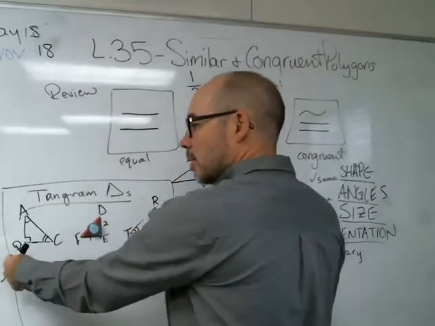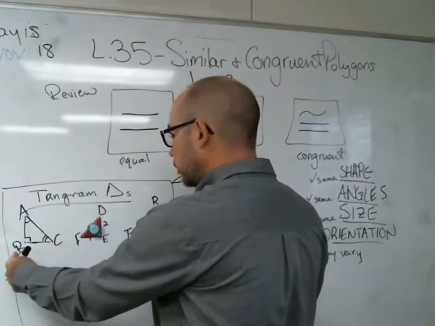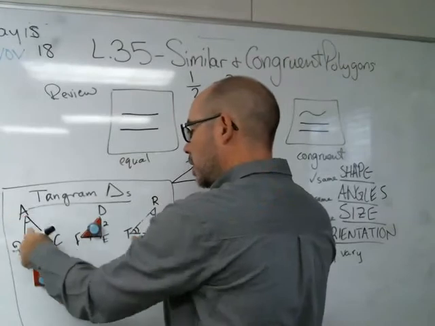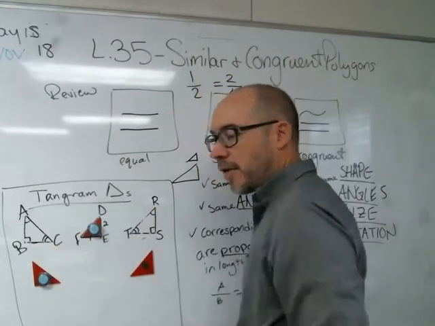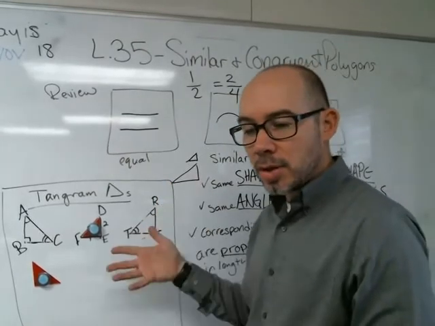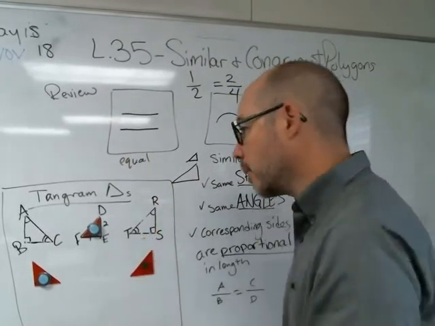So angle S is equal to angle B. Angle R is equal to angle A. And angle T is equal to angle C. If I'm going to write down the name of the triangles and tell you that their parts are the same, I would do this.